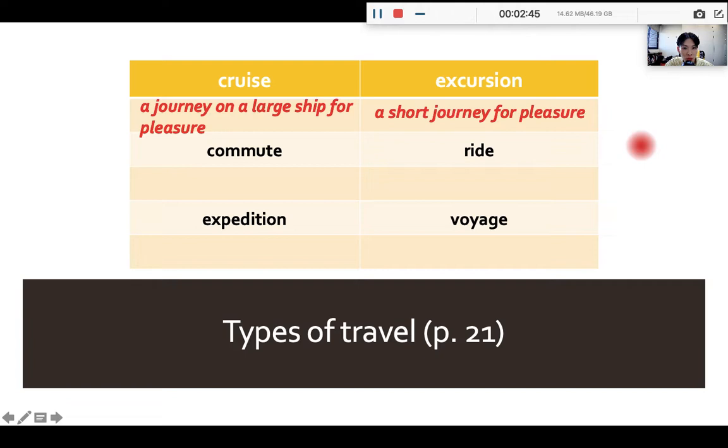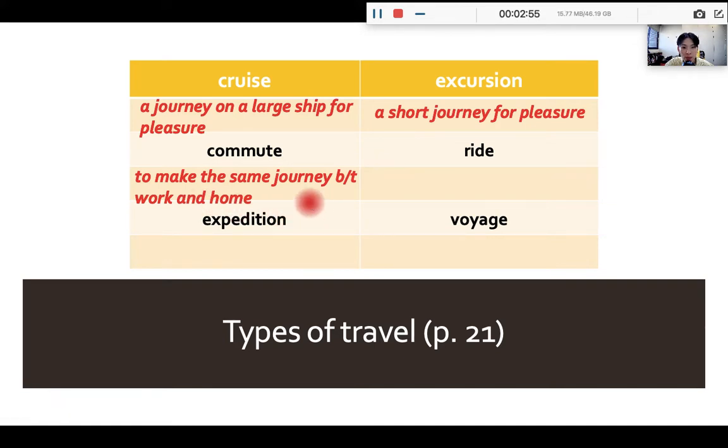The second group, commute and ride. So commute is a verb. It means to make the same journey between work and home. For example, when we go to school or when we go to work, we need to travel from home to the company or to school. Then this process is the process of commuting.